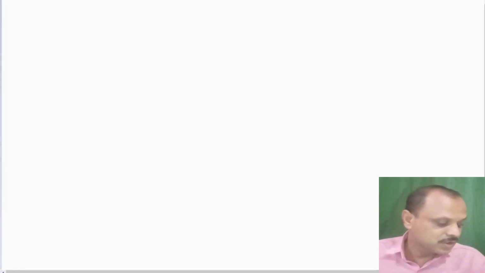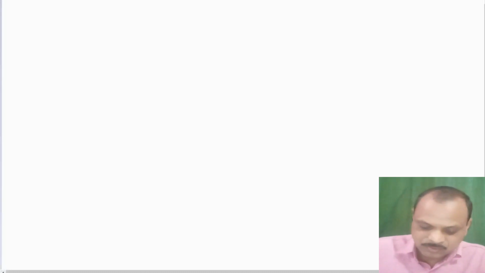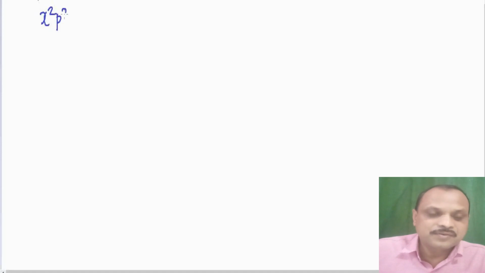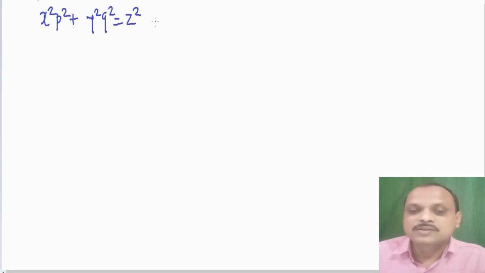Suppose the problem is x square p square plus y square q square equal to z square. So it is not of the type f of p comma q equal to 0, meaning it does not contain only p and q terms, but we can modify this equation by a small mathematical manipulation.